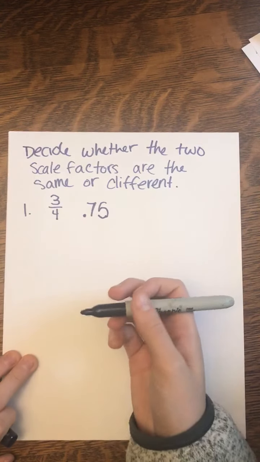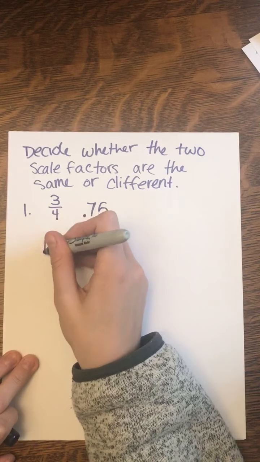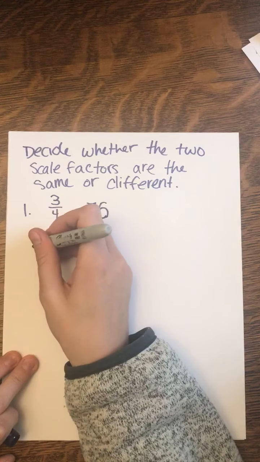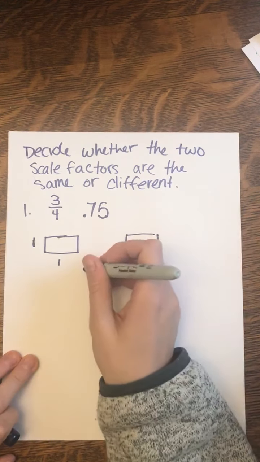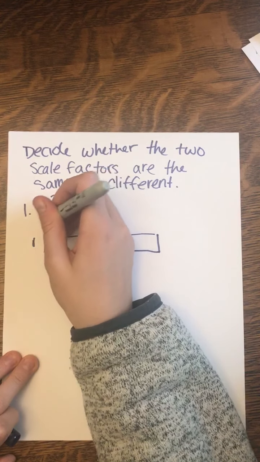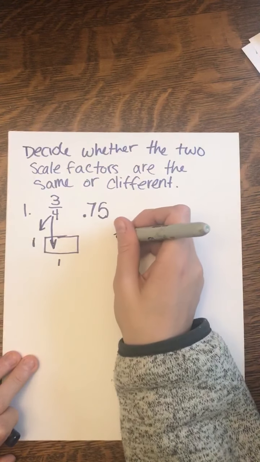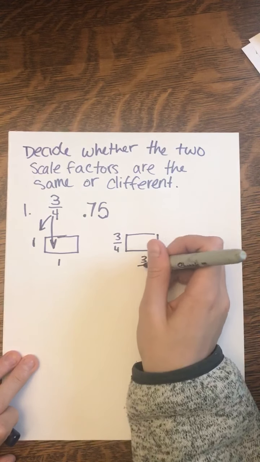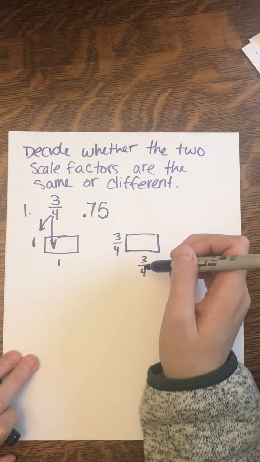So 1, if the scale factor is 3/4 and 0.75, well, I can kind of set up two figures to see if it makes sense. So I'm going to set up a rectangle with a length of 1 and a width of 1, which is a square, in case you didn't know that. So I know that these rectangles are similar. So I'm going to multiply the scale factor by both the length and the width. 1 times 3/4 is 3/4. The length 1 times 3/4 is 3/4. So my new rectangle, well, really square, is 3/4 by 3/4.